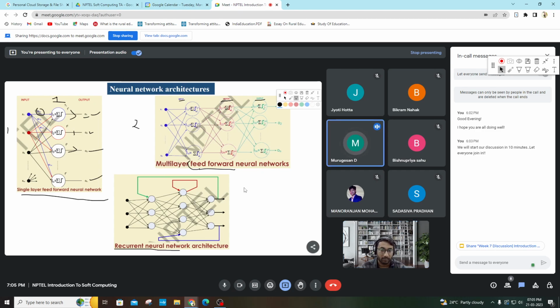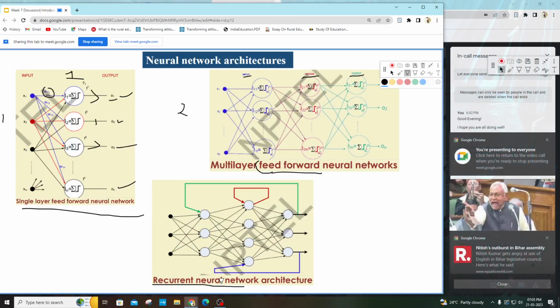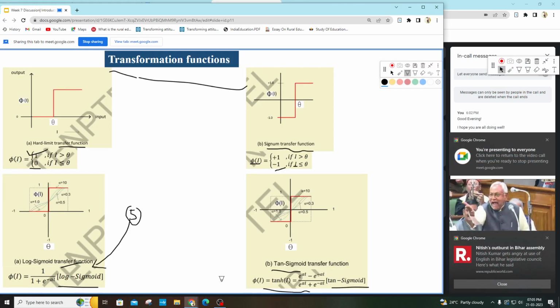Okay, sir. One more, sir. In different transformations, which one are we going to normally apply? Okay, this is a good question actually. So what happens is that we use this transformation function according to the complexity of the problem.